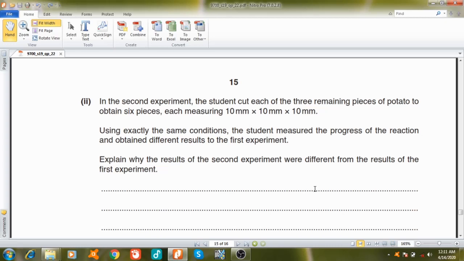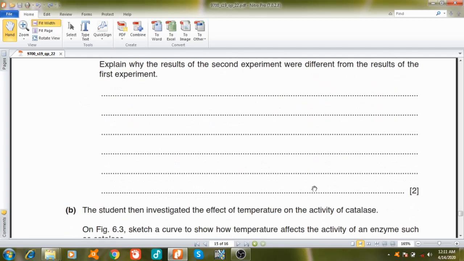So what is the reason? Larger surface area because the tissue is smaller. More active sites of the enzyme are exposed because of the larger surface area. More active sites mean more enzyme substrate complexes, and faster reactions. As a result, the product will be more, that is the volume of the oxygen collected will be more.